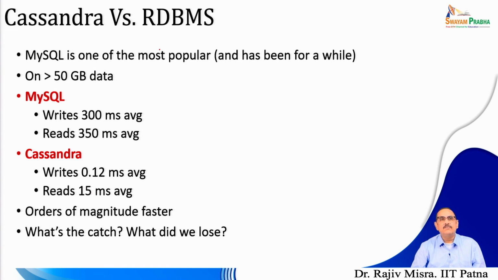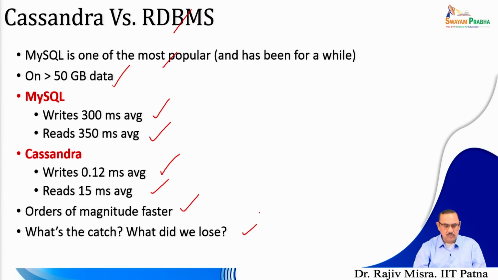Now, let us see the difference between Cassandra and a regular relational database management system. MySQL is one of the most popular RDBMS, on data which is more than 50 GB. Let us compare the performance of both. MySQL writes take 300 milliseconds on average and reads take 350 milliseconds on average. Cassandra takes only, let us say, 0.12 milliseconds on average for writes and reads take 15 milliseconds on average. So, it is an order of magnitude faster.